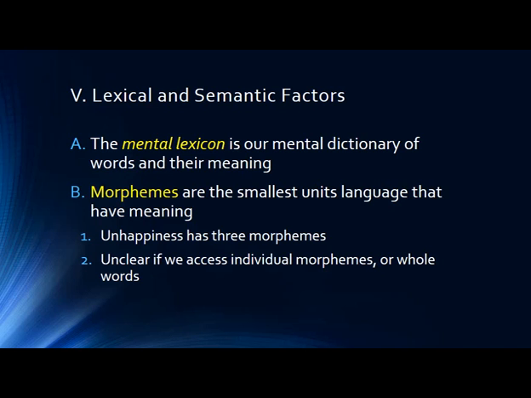What's unclear at this state of the science is if we access individual morphemes or whole words, which happens most quickly. I'm on the side that we tend to access whole words because we just understand the meaning. I don't think any of us stops, and if it happens very quickly, to try to parse this out, right? No one does that.